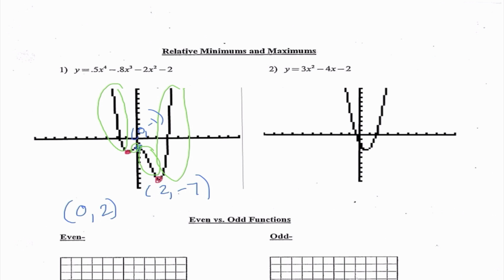And here's the graph for our next one. And okay, there is the lowest point. That would be our relative minimum. And once again, we can see that the min splits it into 2 parts.